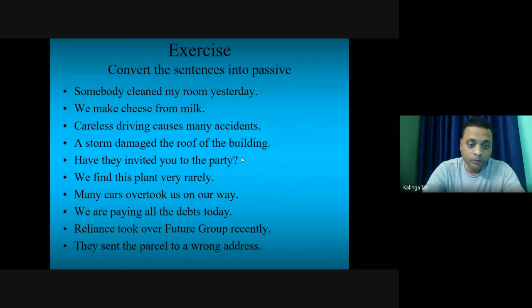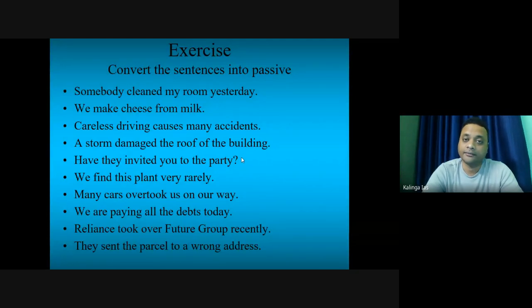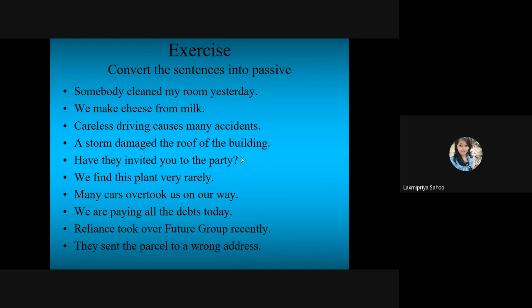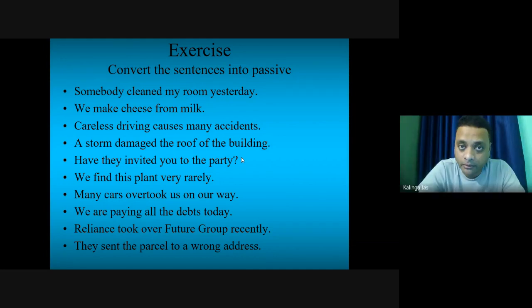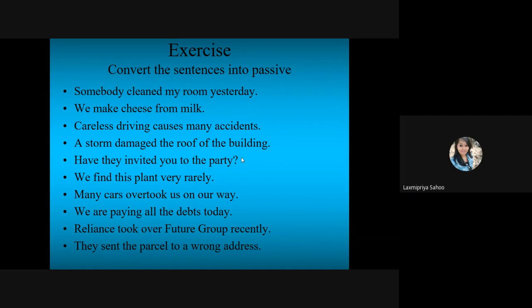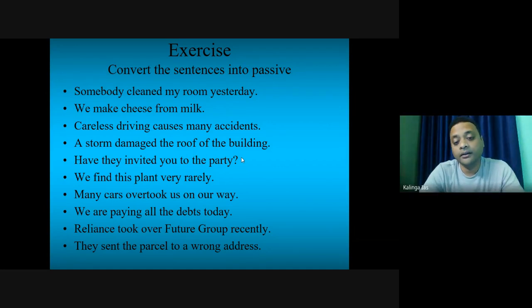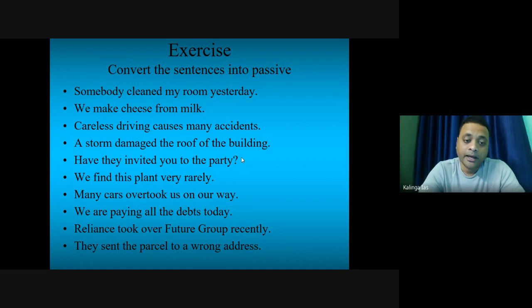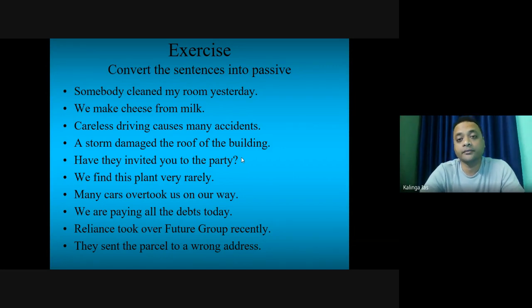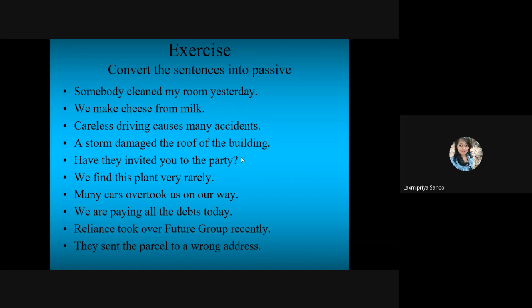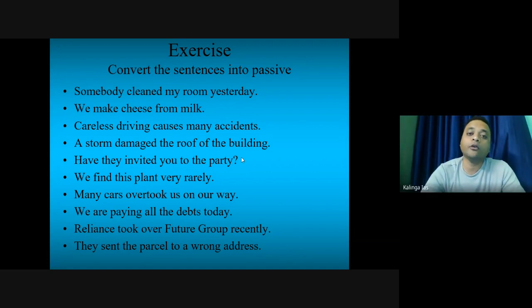Okay. We are paying all the debts today. All the debts are being paid today. Whatever. Reliance took over Future Group recently. Future Group was taken over by Reliance recently.